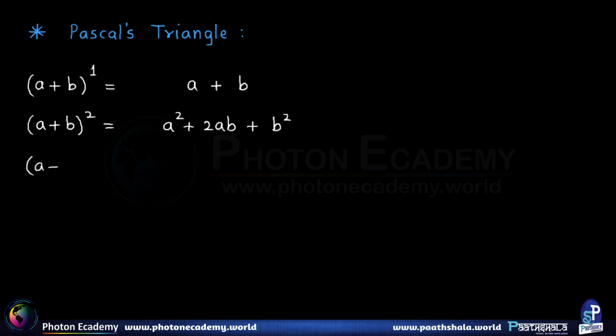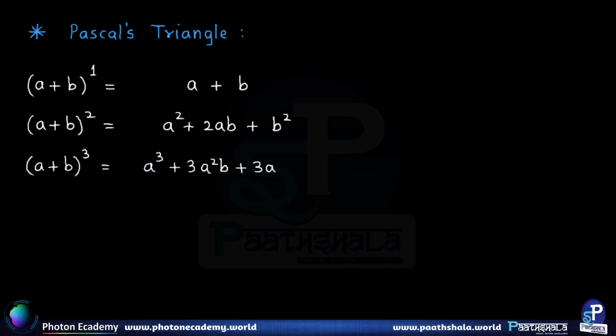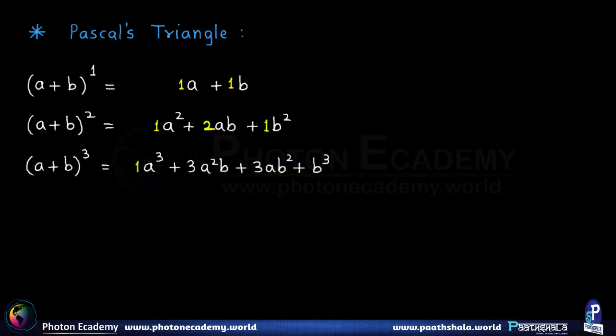Then let's write few more. A plus b the whole cube, that is a cube plus 3a square b plus 3ab square plus b cube and so on. Now if you see the coefficients of the individual terms, once again they are 1 and 1, then 1, 2 and 1, then 1, 3, 3 and 1 and so on.